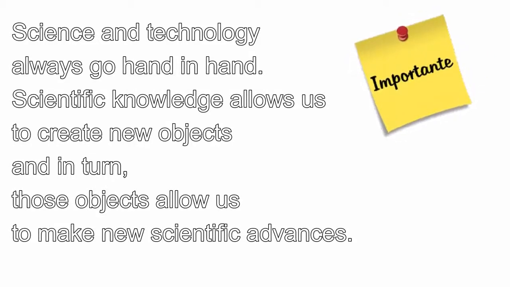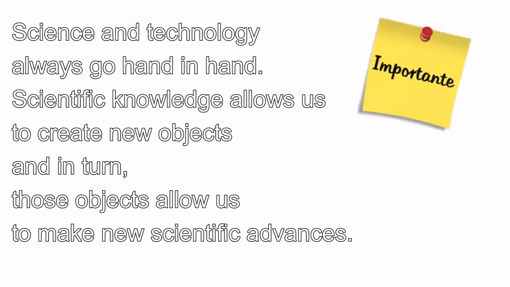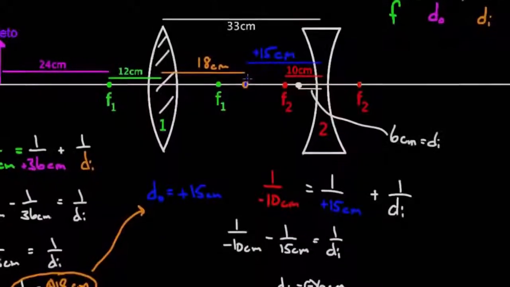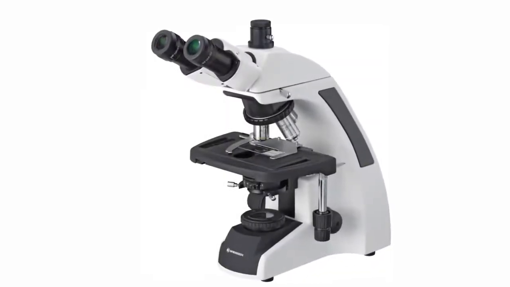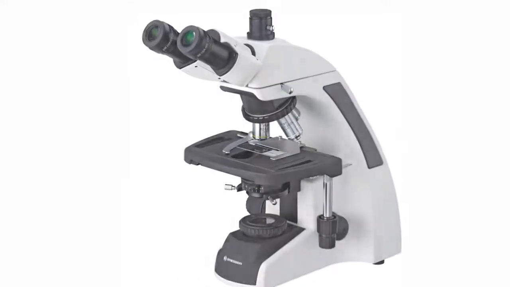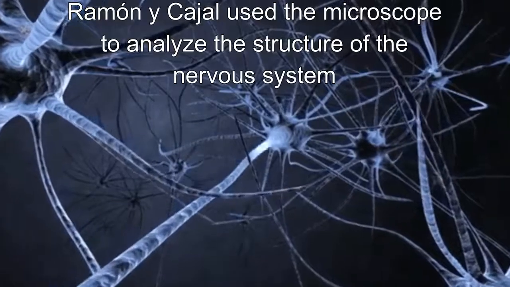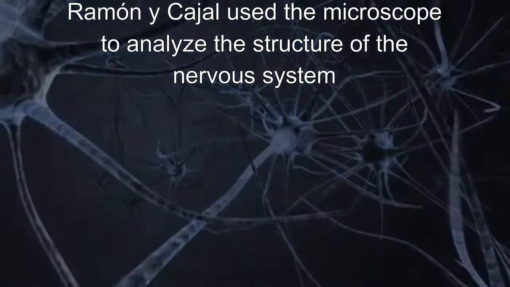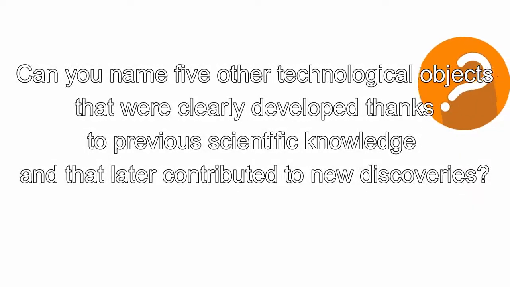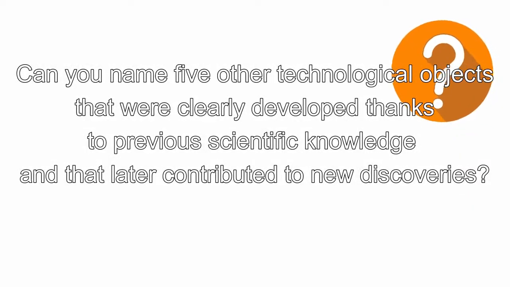Science and technology always go hand in hand. Scientific knowledge allows us to create new objects. For example, the study of optics allowed us to create better microscopes. And in turn, microscopes allowed us to make new scientific advances. Can you name 5 other technological objects that were clearly developed thanks to previous scientific knowledge and that later contributed to new discoveries?